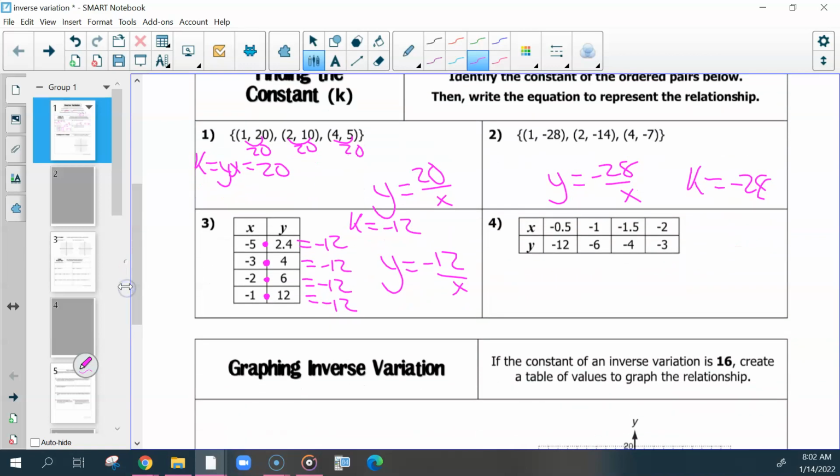For 4, what was your constant k? 6. And your equation? y equals 6 over x.